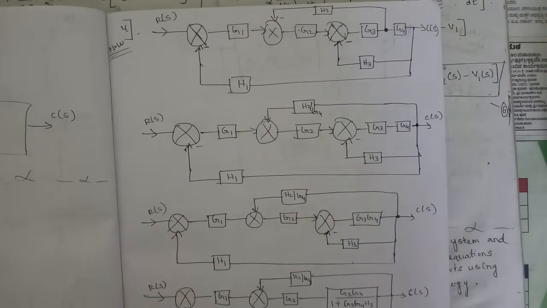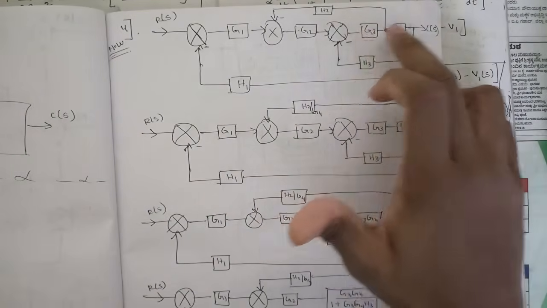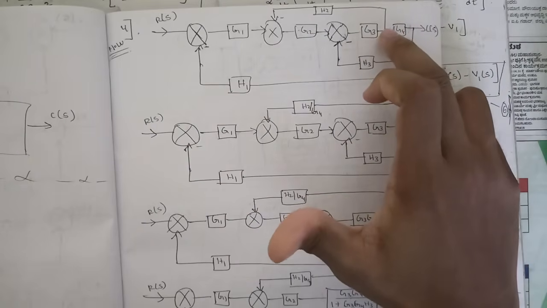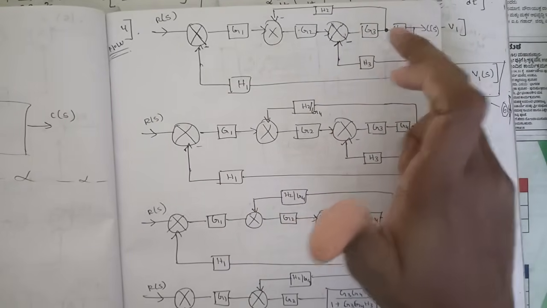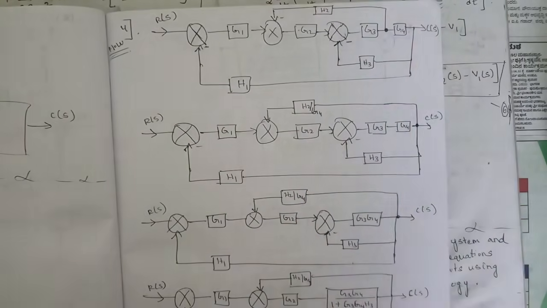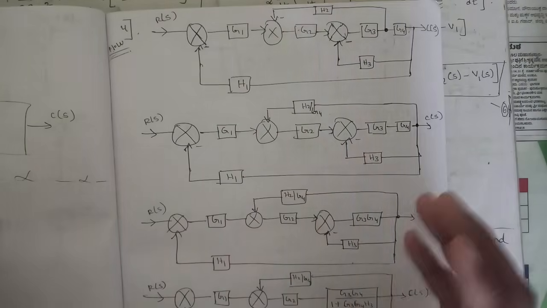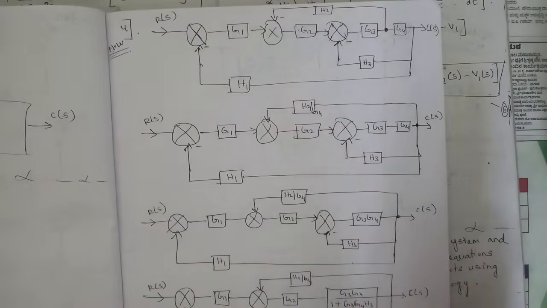The next thing we should be seeing is whether two blocks are in series. Here we can see that these two are in series, but we have one takeoff point between them. We should try to eliminate this takeoff point from this position by shifting it either front or back, so that the blocks would be in series and converted into a single block. So our main aim is to eliminate the summing points as well as to convert multiple blocks into single blocks. So this one block diagram reduction question would definitely be asked.